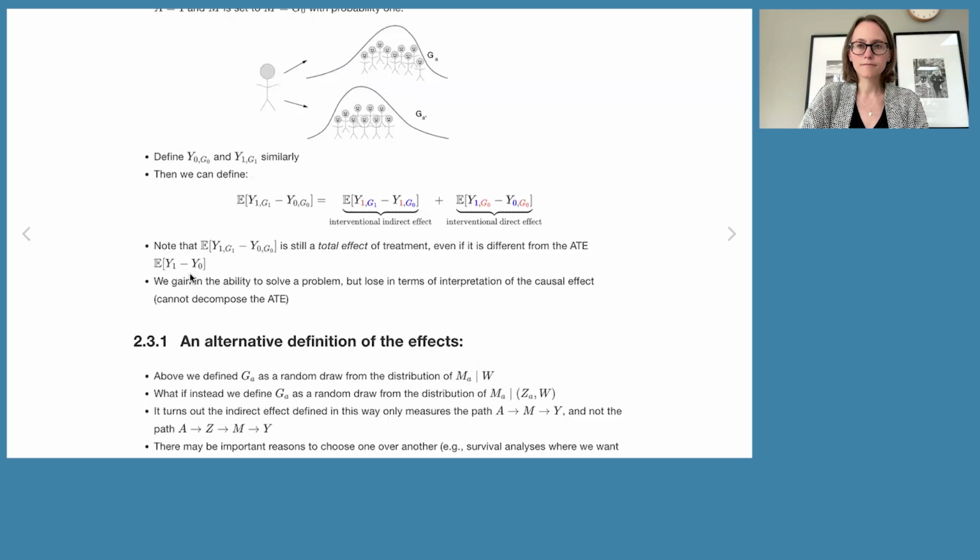So why would we use these types of effects? I think we would use them if we have the presence of one or more important intermediate confounding variables that would fall into that Z bucket. We're going to gain the ability to solve a problem, but there's no free lunch. There are some trade-offs here. We're going to lose in terms of interpretation of the causal effect because we're not decomposing this average treatment effect. We're composing what we think is a slightly different total effect.